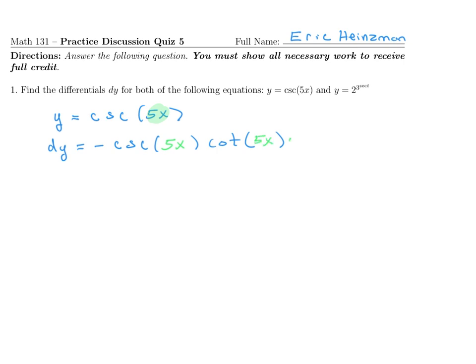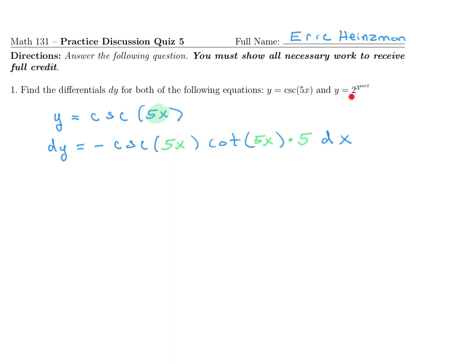But by the chain rule, because this is not just x, it's 5x, we have to multiply by its derivative, which is 5. The very last step is to put a dx on the end, and this is the differential dy for this equation. Let's repeat that for this function.